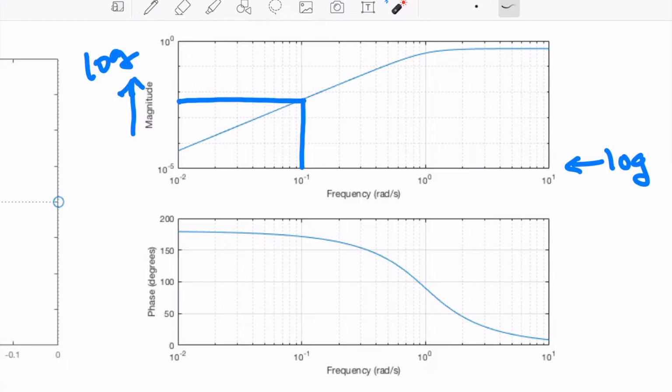Certainly, if you have this on MATLAB, you can zoom in and get the exact value. But I just want you to be able to be close. I want you to know that that is not halfway. That's not 0.5. No way it's 0.5. So I want you to be able to read a little bit of these graphs. Say, what is the magnitude at 1 radian per second? 1 radian per second is here.